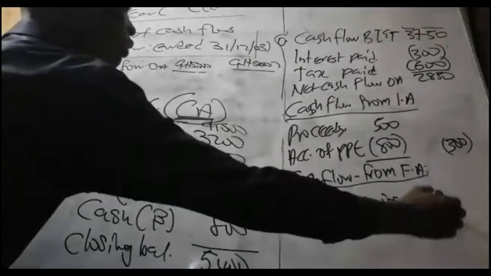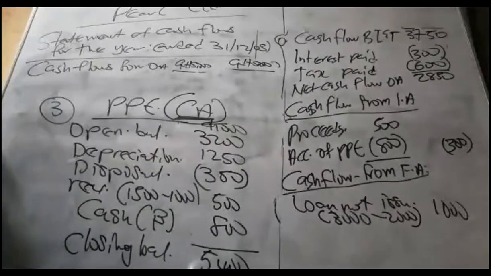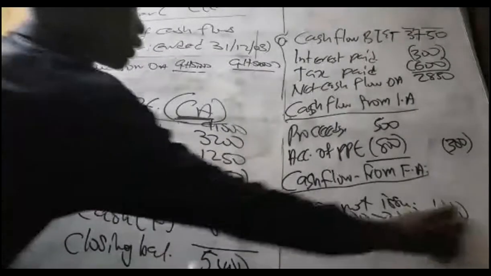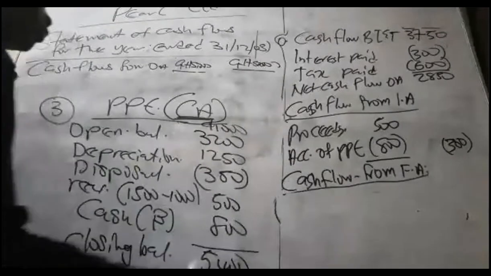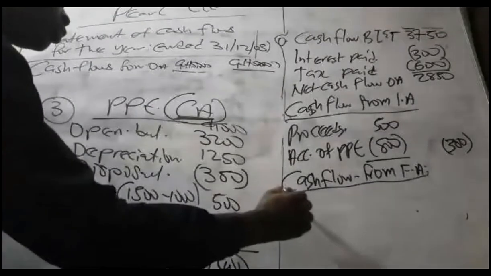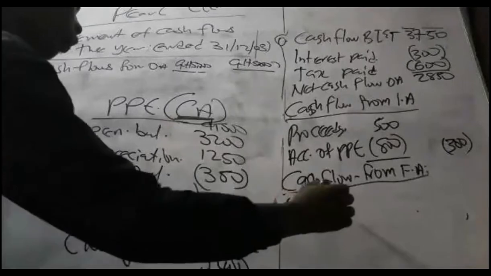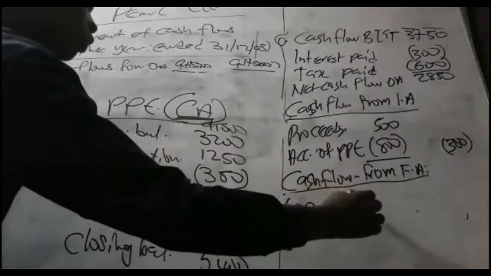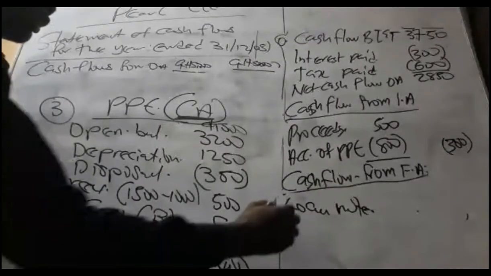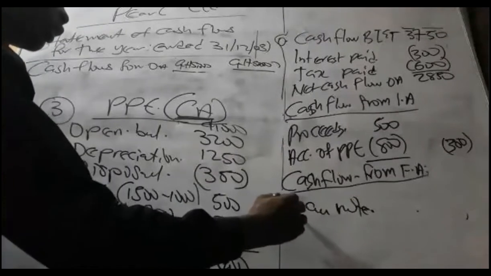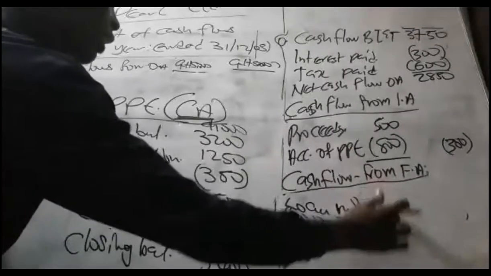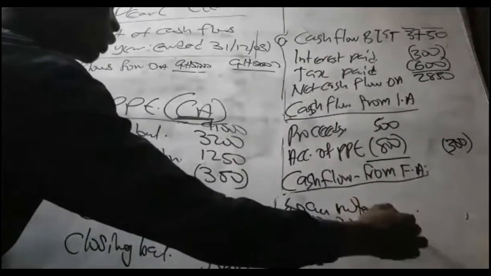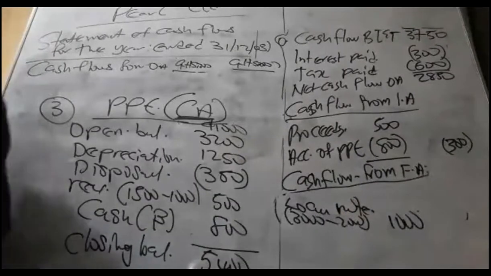I hope it will be positive. So 3,000 less 2,000. Can you put the answer here? 1,000. So it should be positive, right?